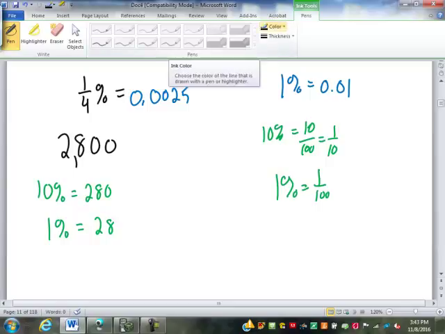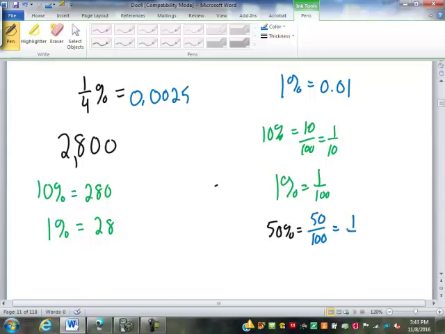There are other percents that aren't so bad to find, like 50%. 50% is what fraction? Well, 50 out of 100, or 1/2. So 50% of the 2,800 would be half of 2,800: 1,400, right?